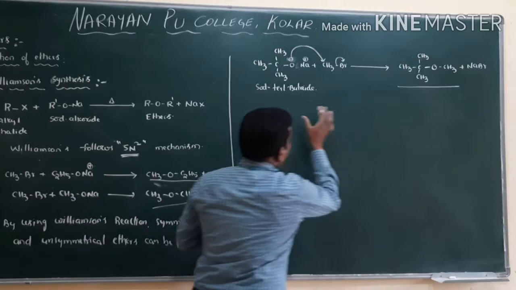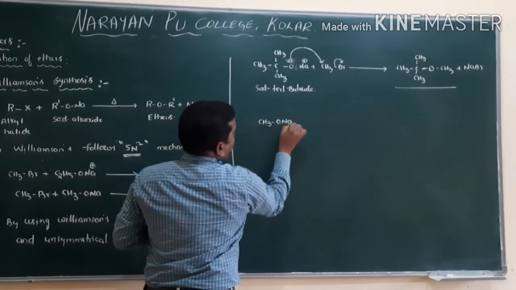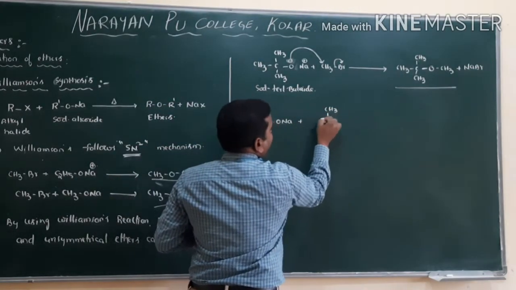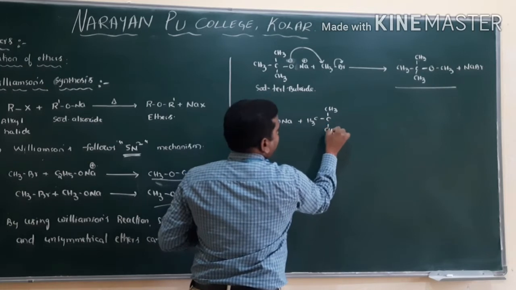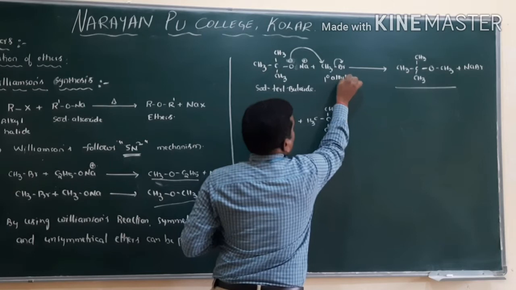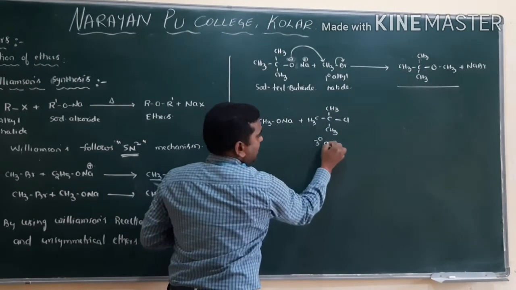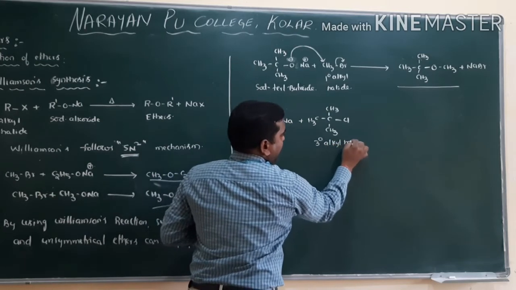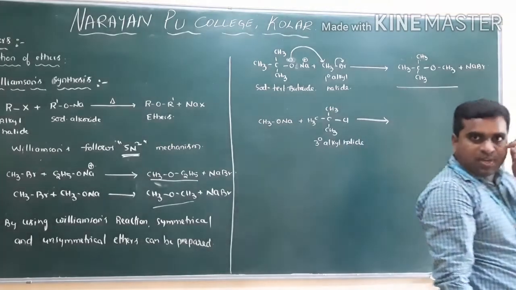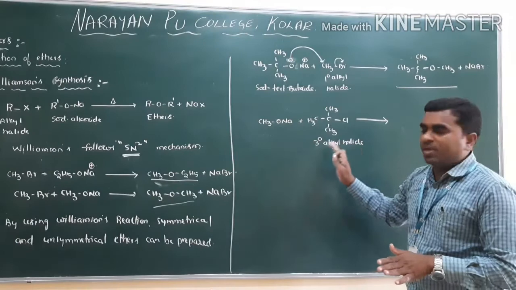Now I will write the same reaction another way to prepare this. I will write CH3ONa, sodium methoxide. Now I will write the alkyl halide, and I will take a tertiary alkyl halide. Which alkyl halide was the earlier one? Primary alkyl halide. Now what have I taken here? Tertiary alkyl halide. Will ether formation take place? No, ethers cannot be formed in this reaction.